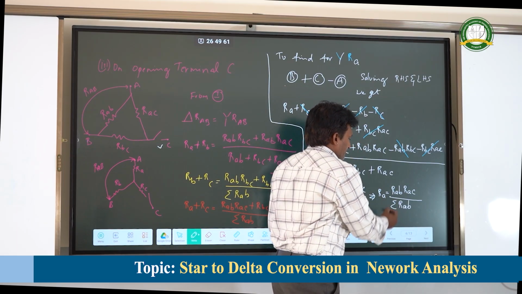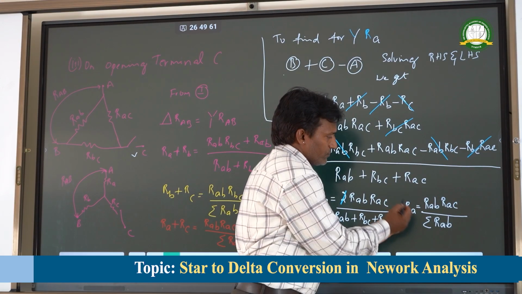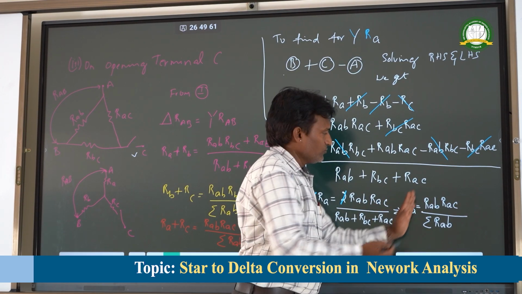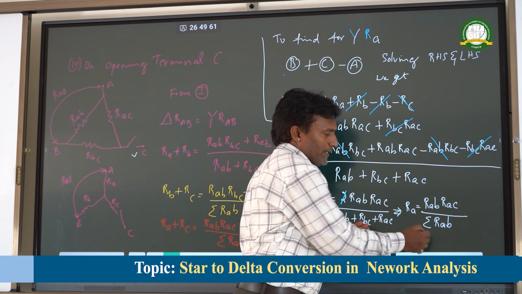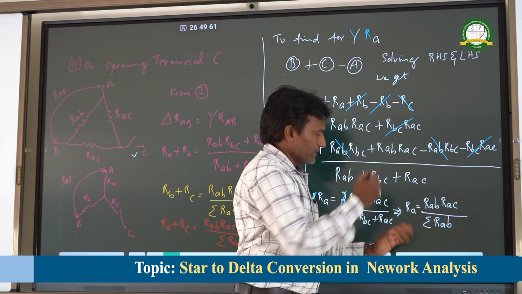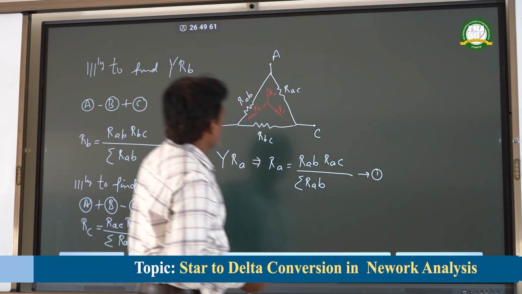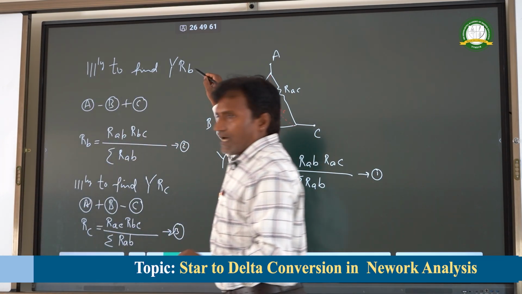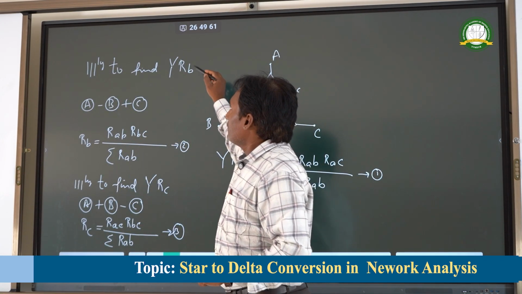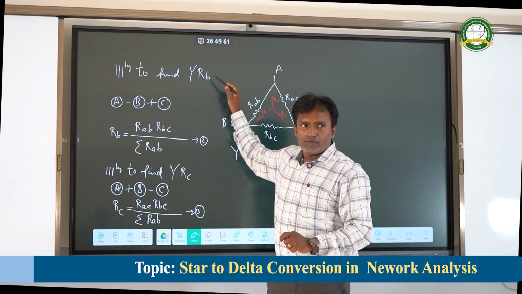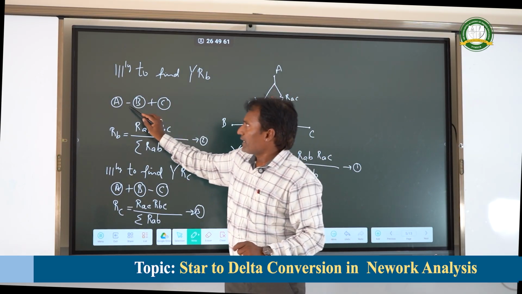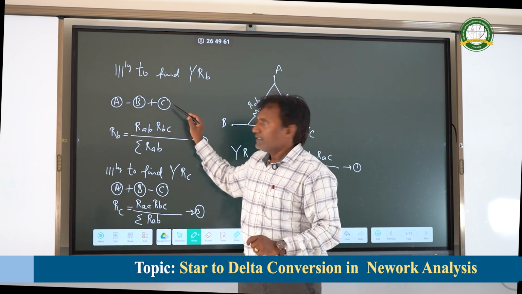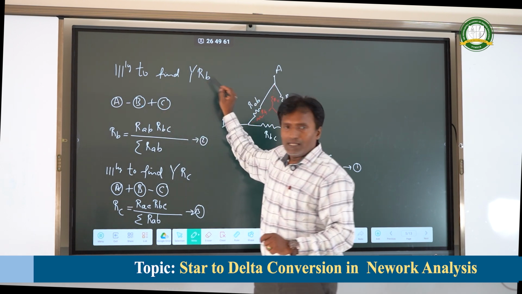So this is star RA. For star RA, we have to multiply the opposite terminals of delta. That is what we have done here. And finally, summating all the three terminals of delta. Similarly, to find star RB, I have done for equation B. I have subtracted by equation B for that, so equation A minus equation B plus C. This will help to solve star RB.